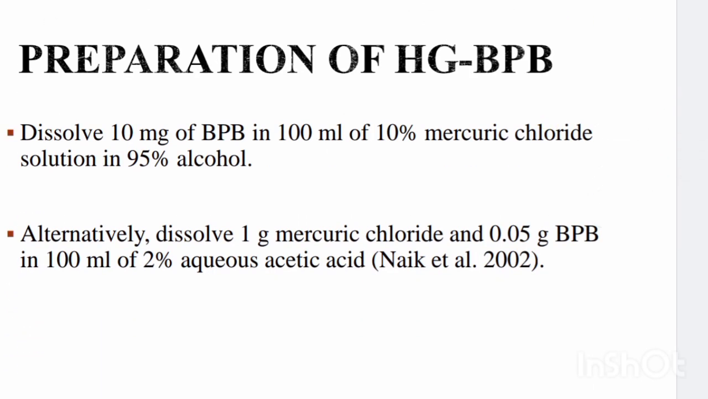Next we will see the preparation of mercury Bromophenol blue. There are two methods. First we dissolve approximately 10 milligram Bromophenol blue in 100 milliliter of 10% mercury chloride in 95% alcohol. Second we dissolve 1 gram mercury chloride and 0.05 gram Bromophenol blue in 100 milliliter of 2% acetic acid. Next we have the staining procedure.